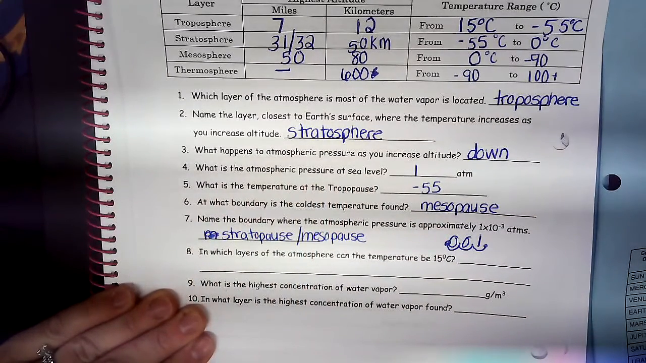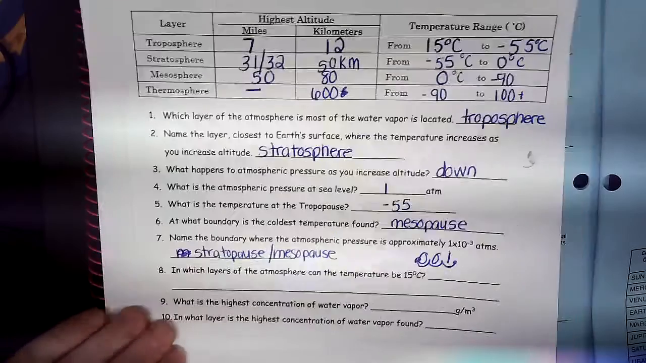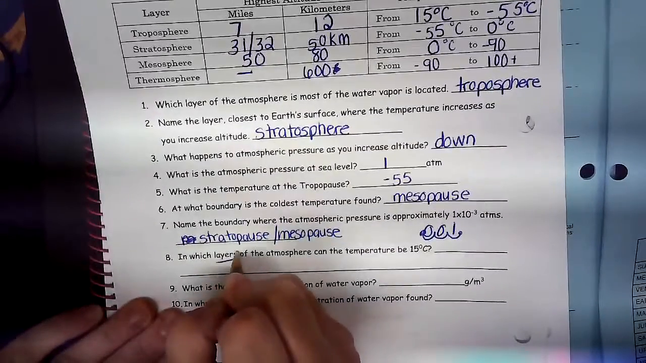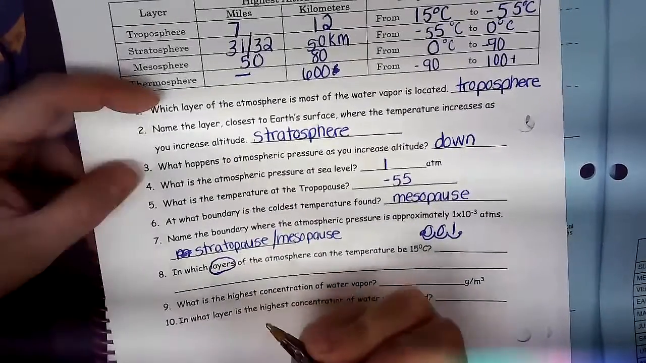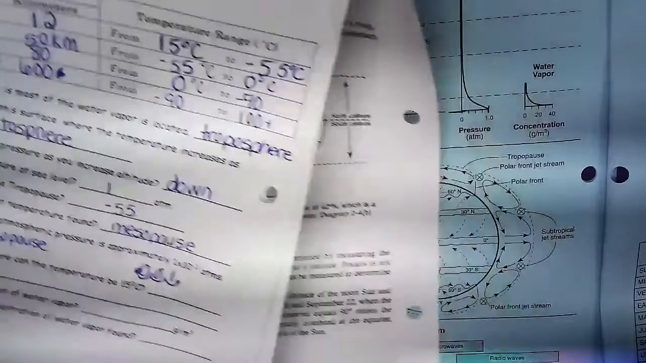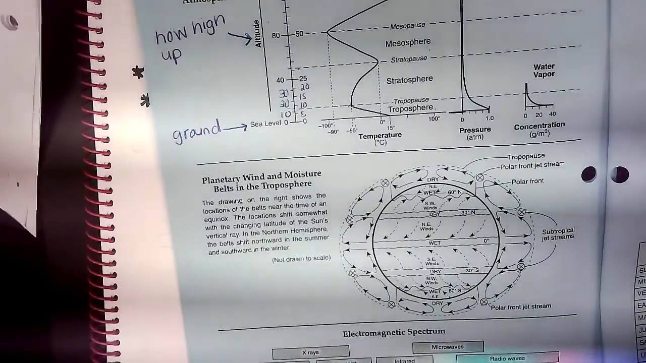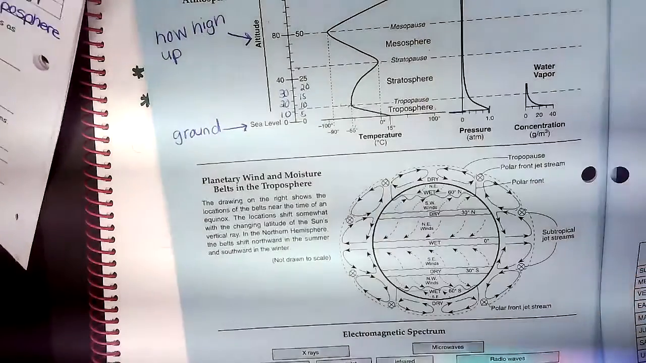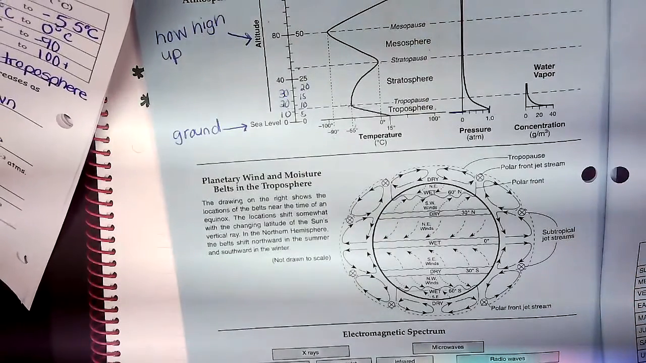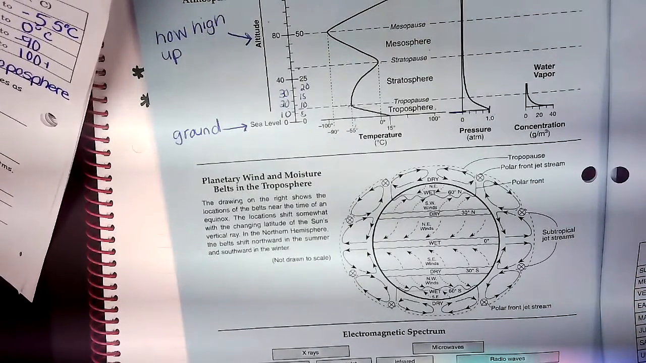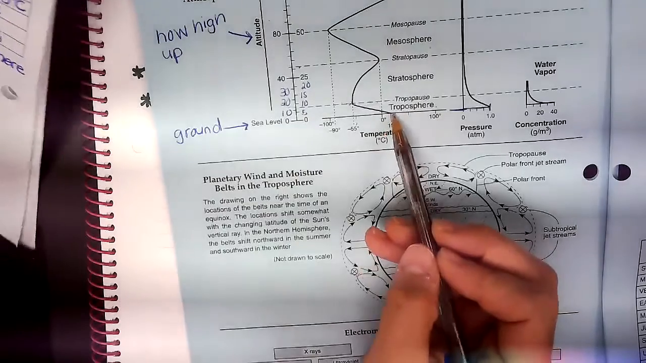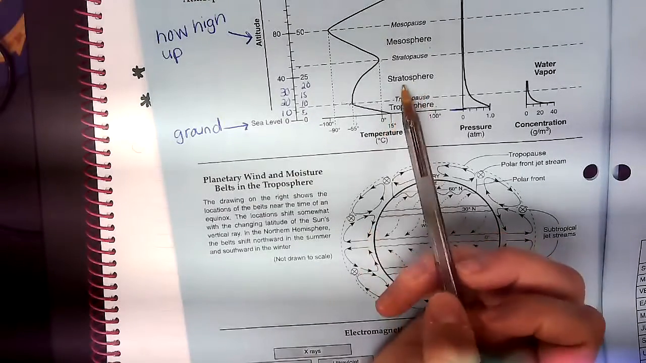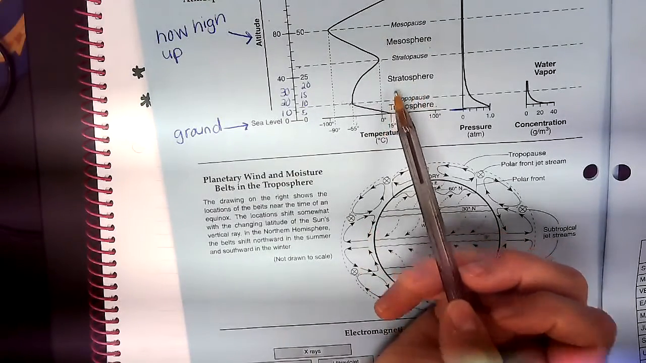In which layers of the atmosphere can the temperature be 15 degrees Celsius? So they said layer, actually they said layers. So not pauses, but actual layers. Can the temperature be 15? So again, we have 4 layers. Can the temperature be 15 in the troposphere? Yes, here's 15 right at the ground. Can it ever be 15 in the stratosphere?